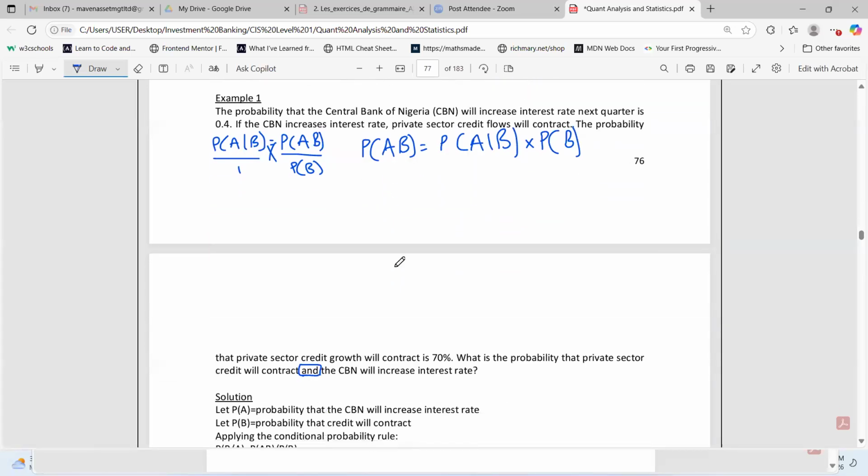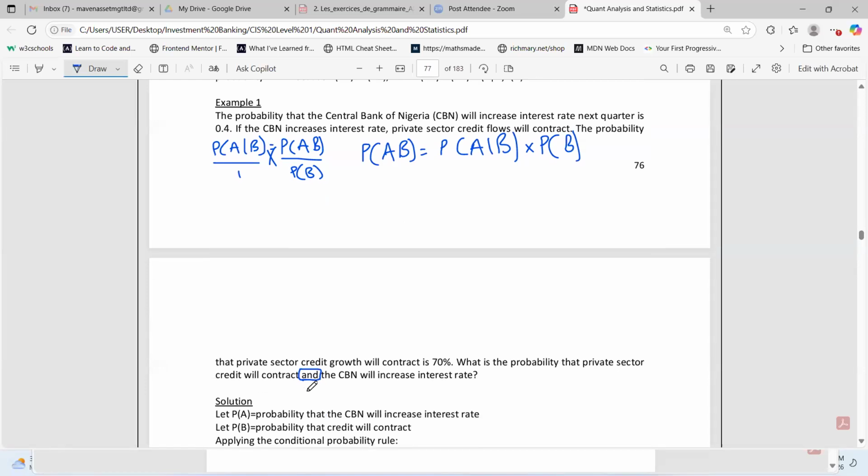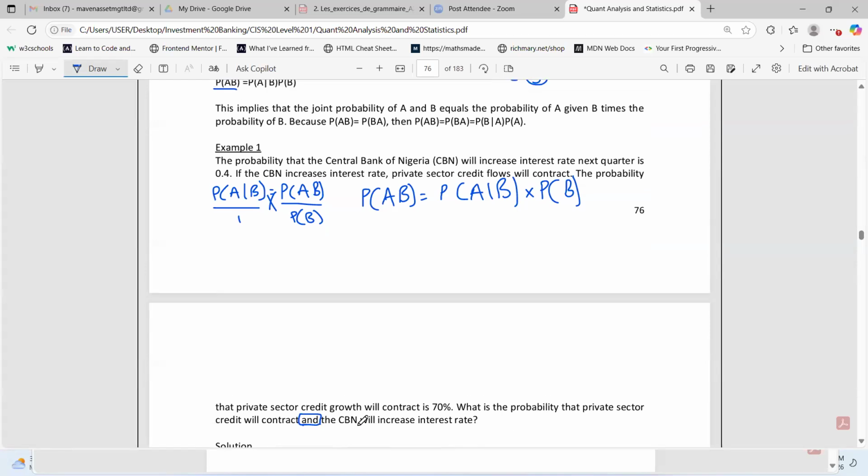Now that we have it established, we have manipulated the formula because we know what the question requires of us. What is the probability that private sector credit will contract and the CBN will increase the interest rate? We have two variables we are looking at here. What are the two components? The probability of the CBN increasing interest rate, and the private sector credit contracting. So these are the two items we have here.